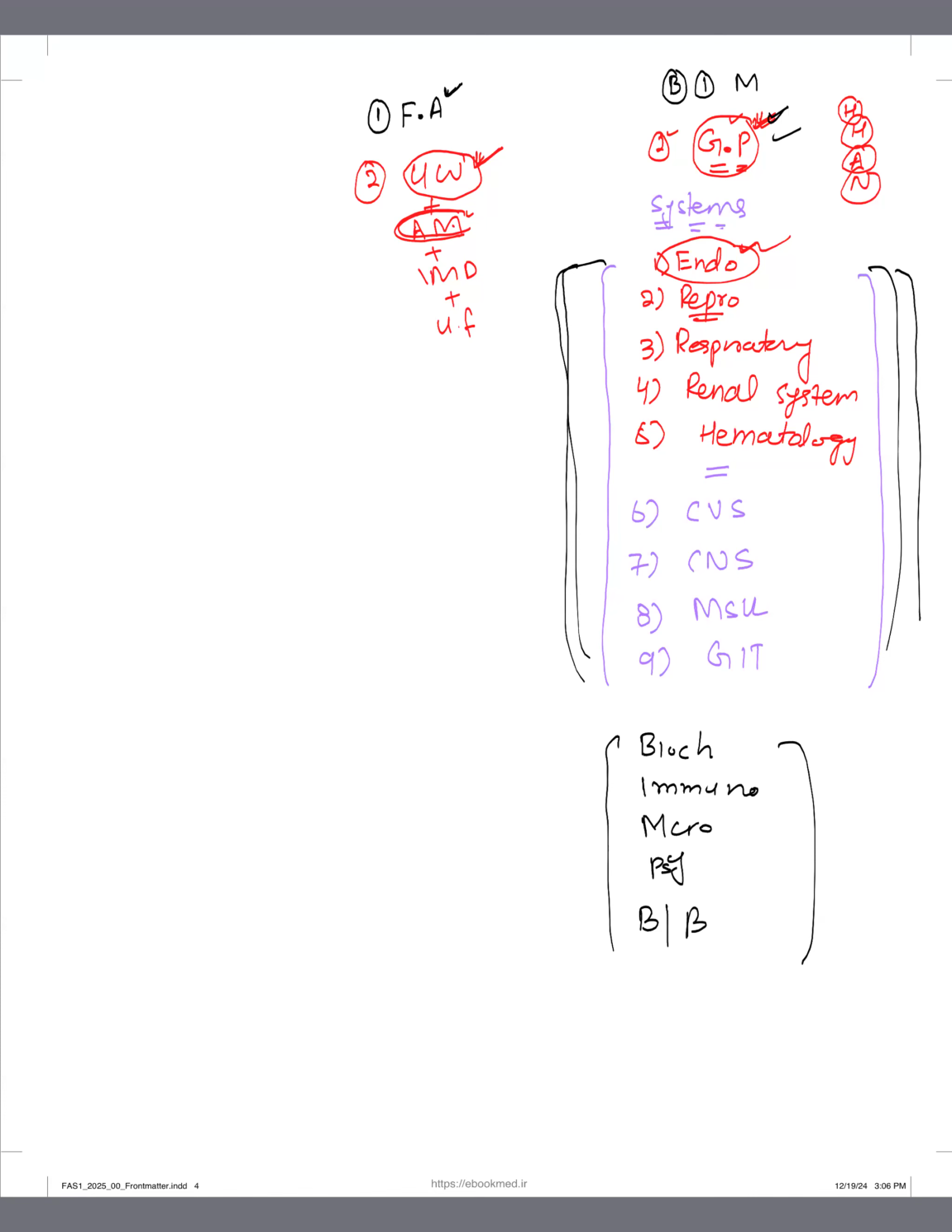If a person is going to start the preparation for Step 1, first complete the general pathology from First Aid, and after completing general pathology, solve the UWorld questions of this portion. When you are done with UWorld, then start the endocrine system. When you complete the endocrine system, start this system's MCQs from UWorld. If you go in that sequence, it will become easy for you to know how many things you have completed and what things you have to focus on.